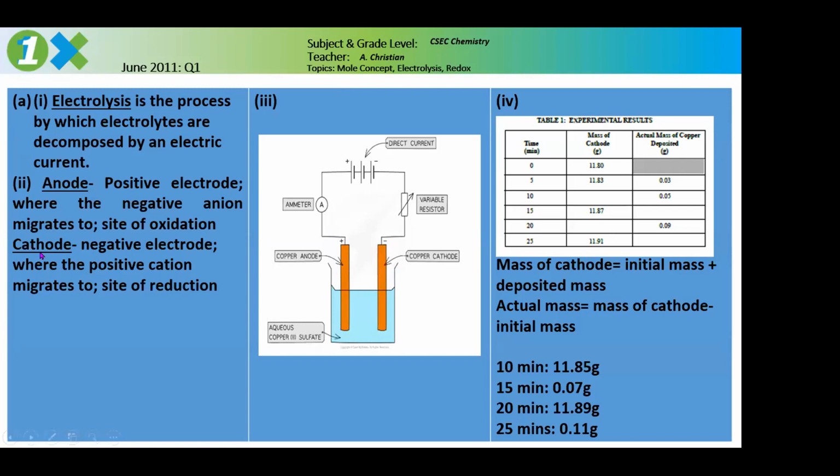This is what we know about the cathode. At the cathode, the positive cations will move towards it. So if you're looking at the reaction at the cathode, what would be moving towards it? Ions and hydrogen. You're breaking up.